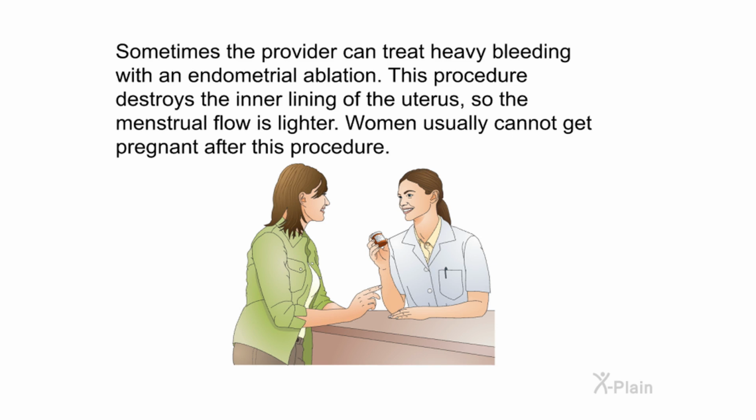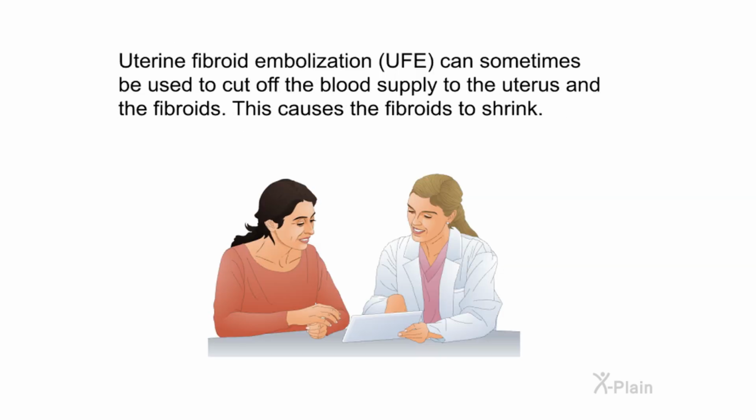Sometimes the provider can treat heavy bleeding with an endometrial ablation. This procedure destroys the inner lining of the uterus, so the menstrual flow is lighter. Women usually cannot get pregnant after this procedure. Uterine fibroid embolization, UFE, can sometimes be used to cut off the blood supply to the uterus and the fibroids. This causes the fibroids to shrink.